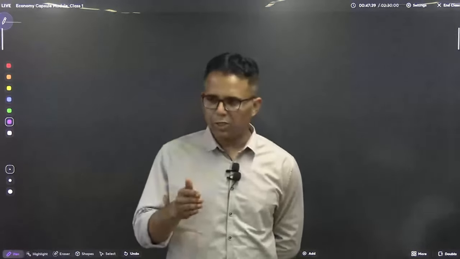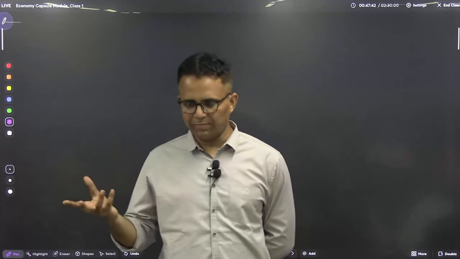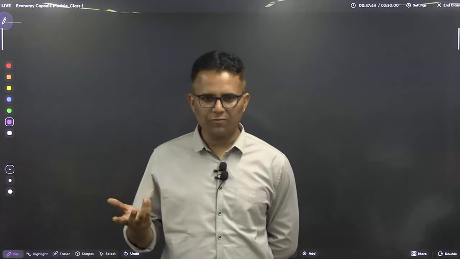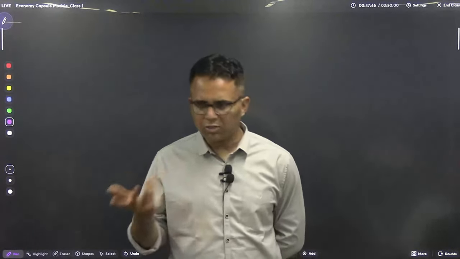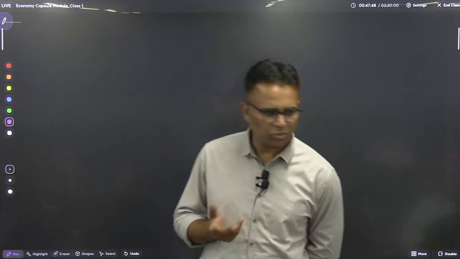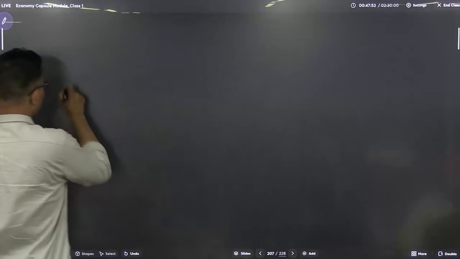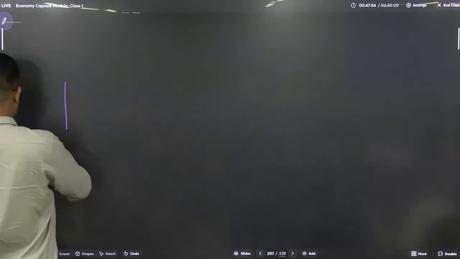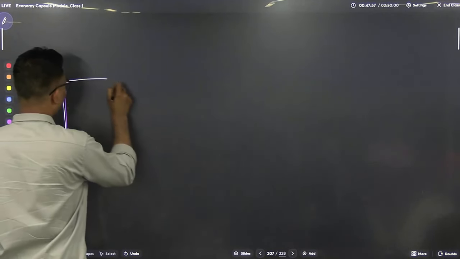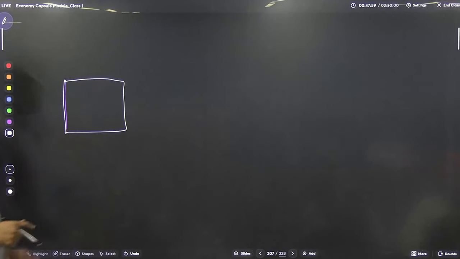What do you understand by investment? Production of capital goods. If production of consumption and capital goods, that is GDP, is flow, how can production of capital goods be stock? It's also flow. Profit of a company is flow. You calculate profit in a period of time, you don't calculate profit at a moment of time.